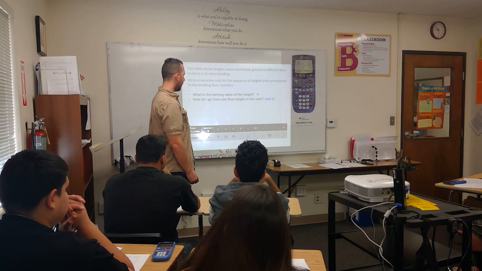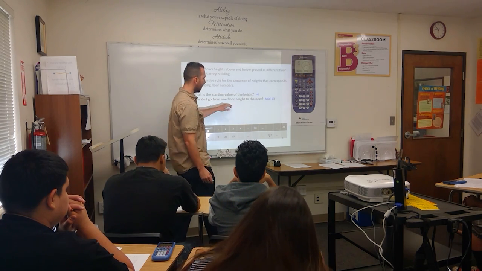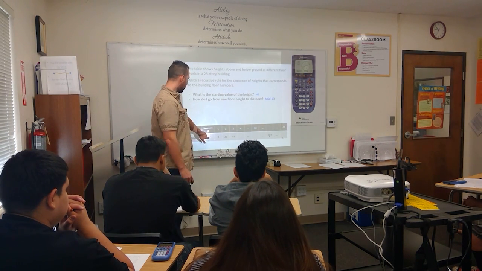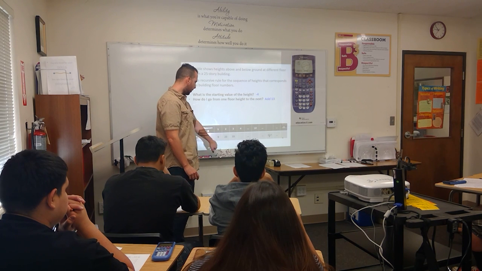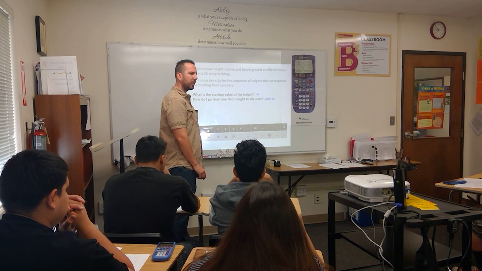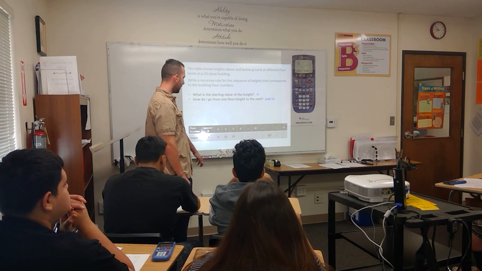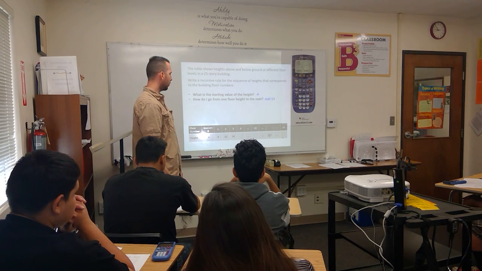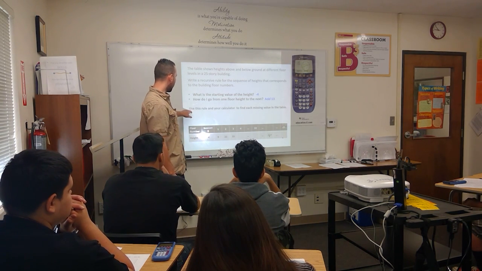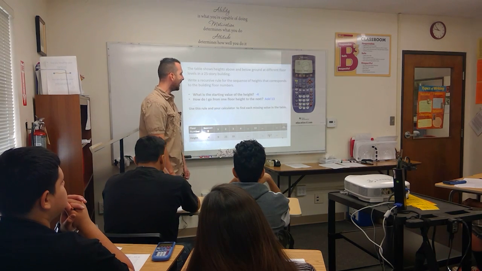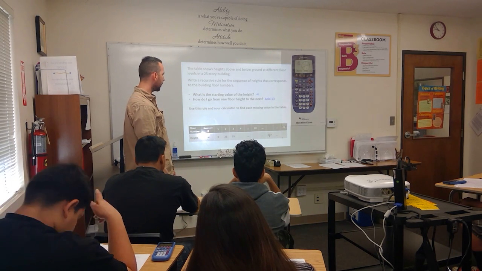And so we have adding by 13. So our rule is adding by 13. So we have the starting value, and then we're adding 13. So if we go from 9 to 22, if we do 9 plus 13, is that 22? So what we're going to do is use this rule and your calculator to find each missing value in the table. Okay?